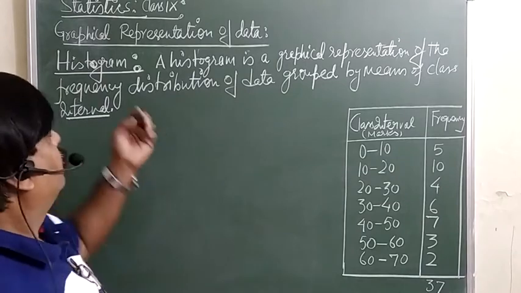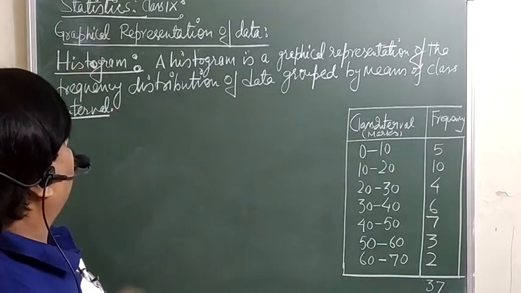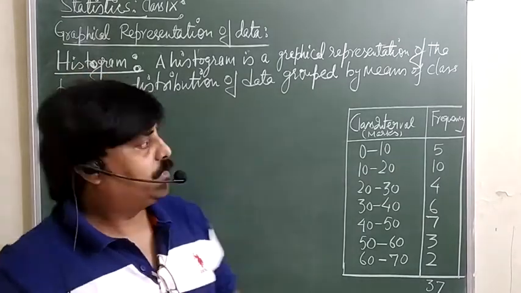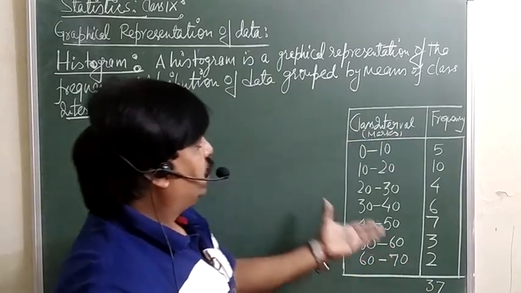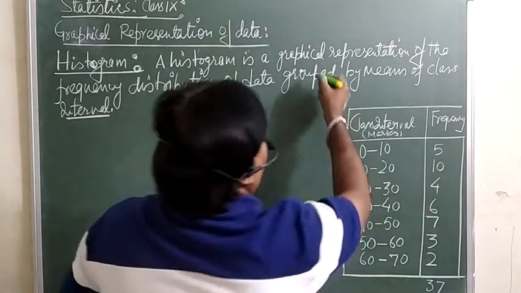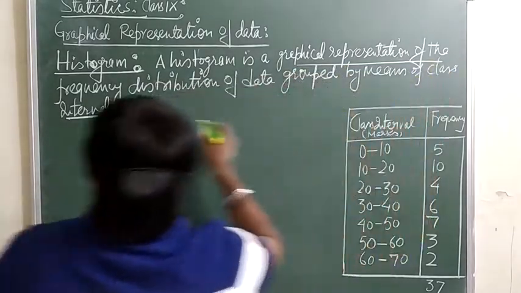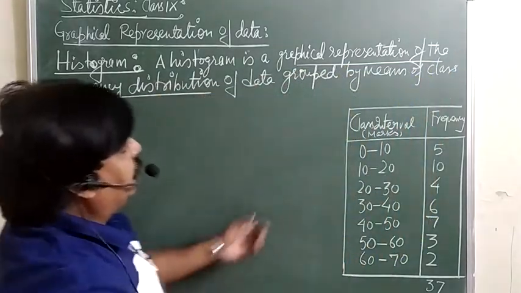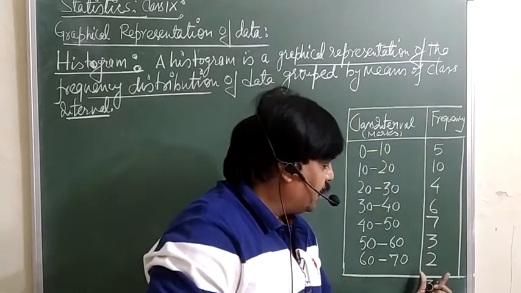Okay, now we are going to discuss the histogram. How can you draw the histogram? This is the information given. But first of all, we must know what a histogram is. A histogram is a graphical representation of the frequency distribution of data. The frequency distribution of the data is given.